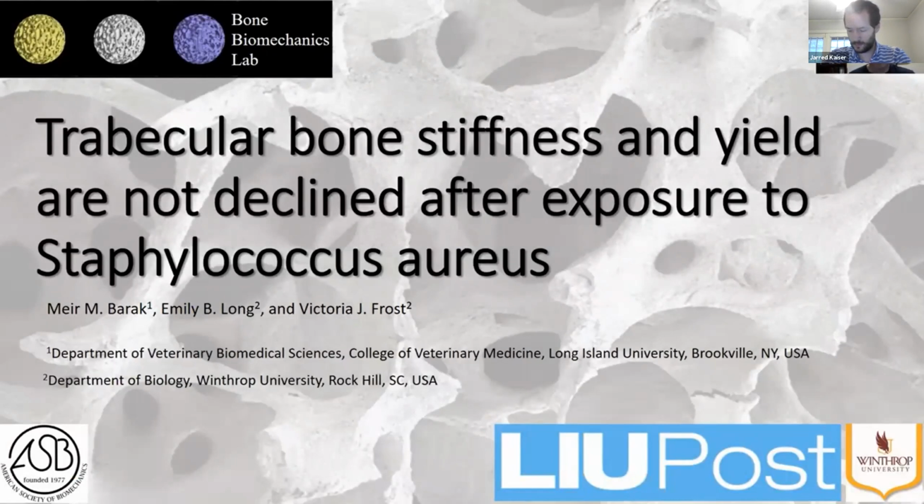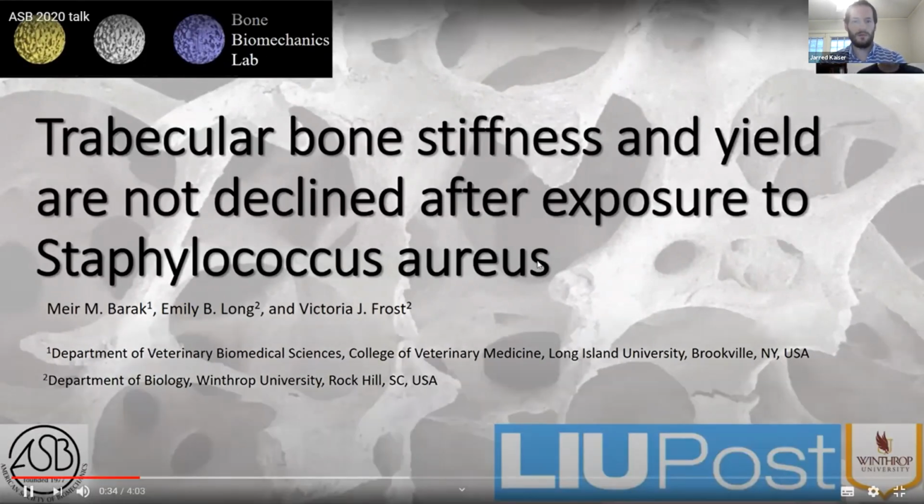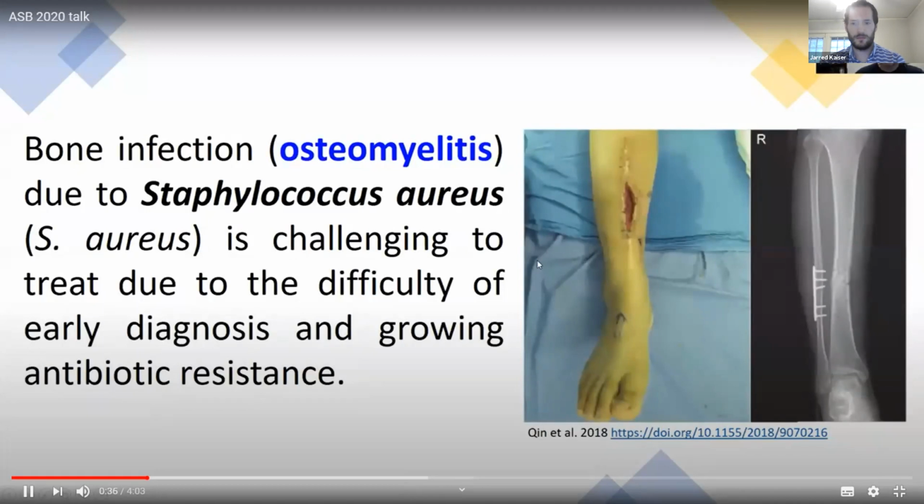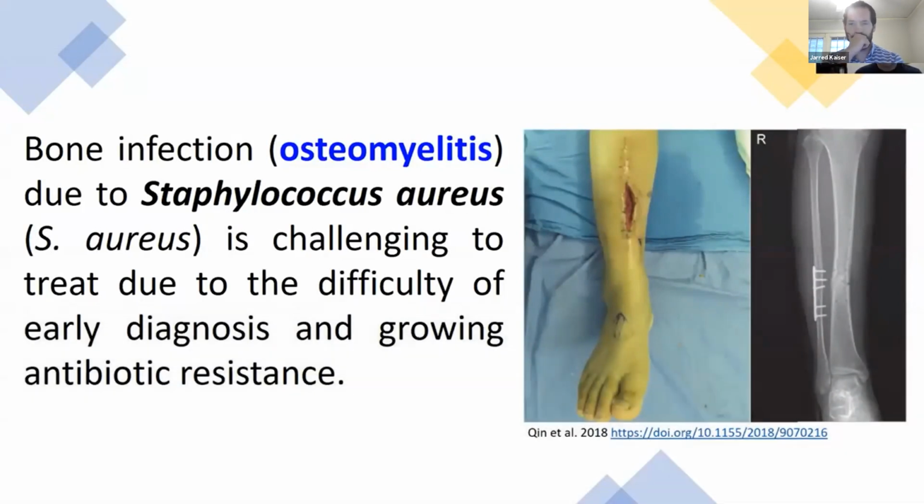The title of my talk is Trabecular Bone Stiffness and Yield Are Not Declined After Exposure to Staphylococcus aureus. So bone infection, osteomyelitis, due to Staph aureus is a growing problem, which is challenging to treat due to the difficulty of early diagnosis and growing antibiotic resistance.